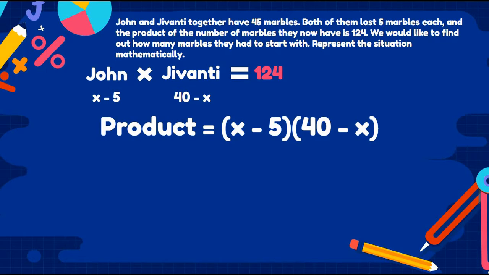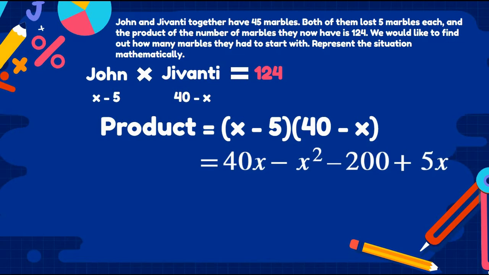We are just multiplying the number of marbles present with John and the number of marbles present with Jivanti. So this is basic calculation. Let's try to solve now. If you try to multiply this, the equation would turn up something like this. First of all, if you multiply the first bracket with the second bracket, in the first bracket let's take the first term, which is x, and multiply with both the terms in the second bracket.